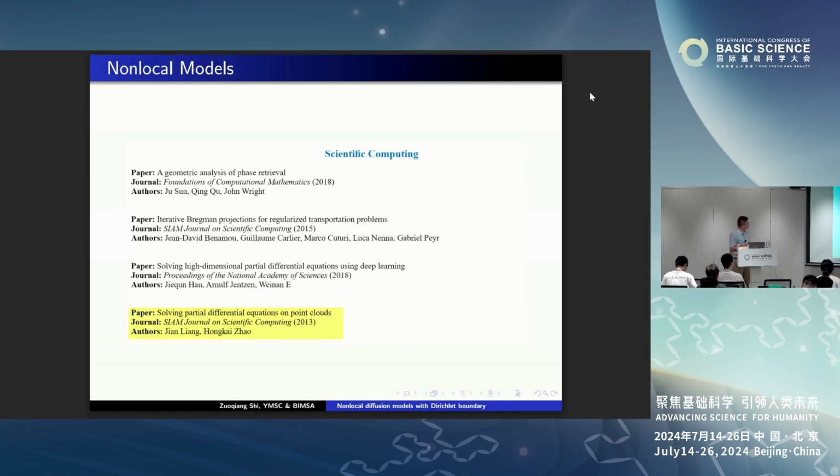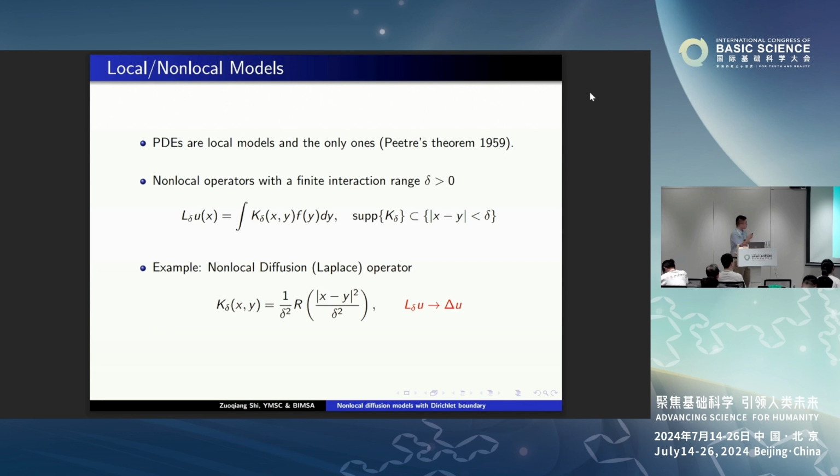So first, I will give a brief introduction to non-local models. Non-local models, as the name says, are not local models. So what is a local model? Local models are actually partial differential equations. Due to this theorem, we know that PDE models are the only local models. The local models are partial differential equation models because the differential operators are local operators. So as the name says, non-local models are not PDE models, but the class is very wide.